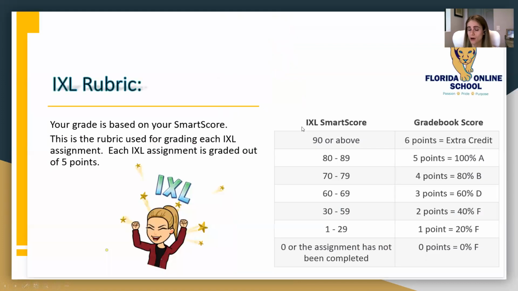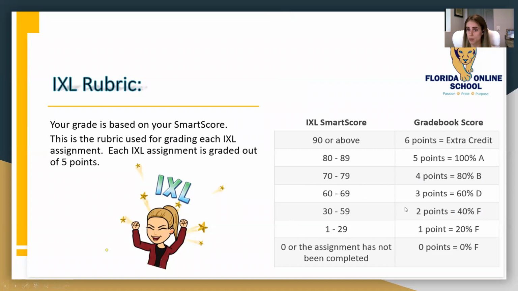All right, now further to talk about IXL. I had some questions, and as we did our live session, I realized that my rubric wasn't very clear. So I have revised it, and I've updated it on OMHS as well. So that first column here has your SMART score. So your SMART score, you get to choose when you stop. So you get to decide what's going to go in that gradebook.